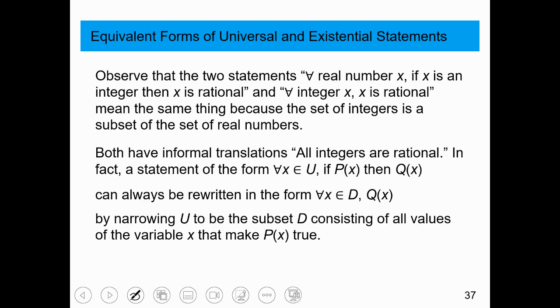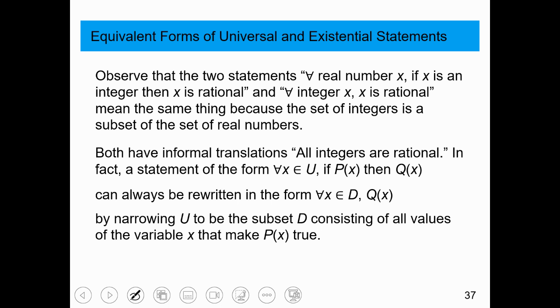Equivalent forms. Observe that the two statements, for every real number x, if x is an integer, then x is rational, and for every integer x, x is rational, mean the same thing because the set of integers is a subset of the set of real numbers. So we didn't need to say that x was a real number if we're saying x is an integer. Because if x is an integer, we know it already is a real number.